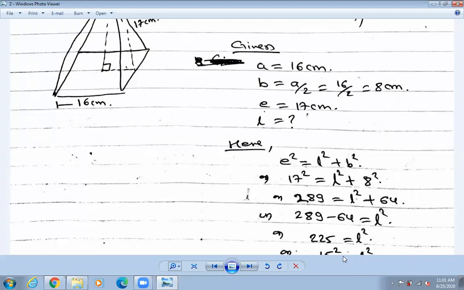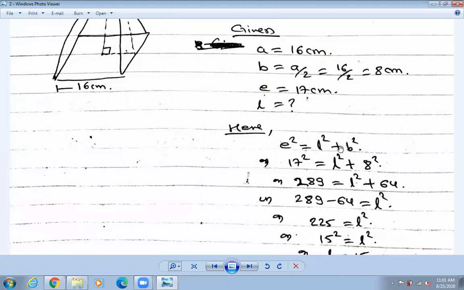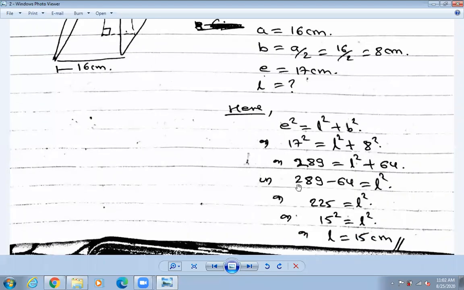If edge will be given, use this formula: E square equals to L square plus B square. If edge will not be given, then L square equals to H square plus B square. That is going to be the formula. Okay, so quickly do this work. So E square equals to B square plus L square. If there's a plus sign, we can change the position also, no problem. I have written it in front, I have written it behind, no problem if there is plus sign. So in this way we will get our answer.